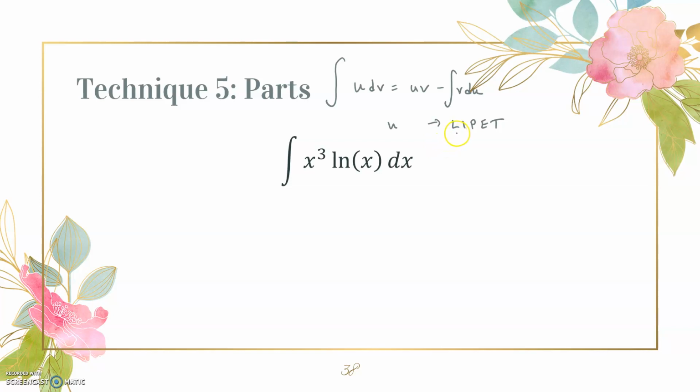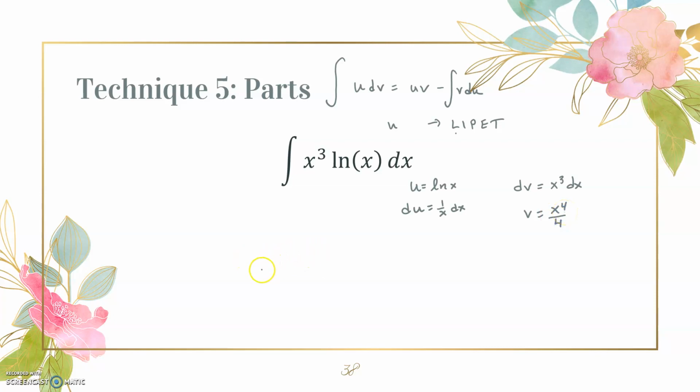So as I'm choosing my u here, I'm going to start with logs. Oh, there is a log. So u is going to be natural log of x. That means the derivative would be 1 over x dx. And dv is going to be everything else. So dv would be x cubed dx. Antiderivative of that would be x to the 4th over 4.